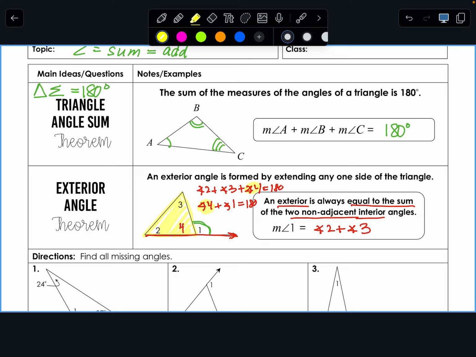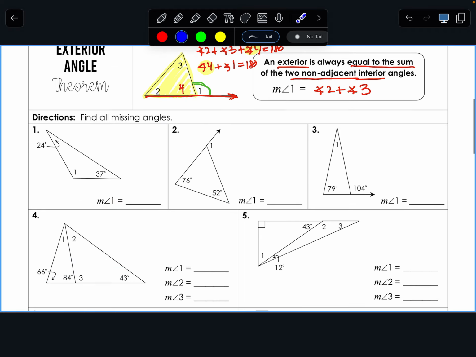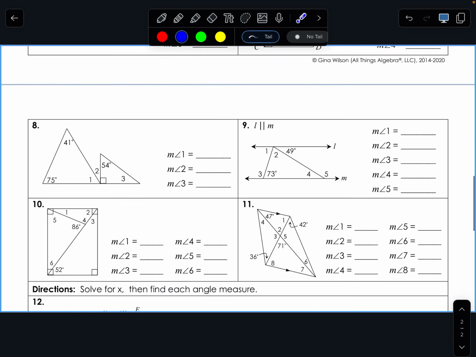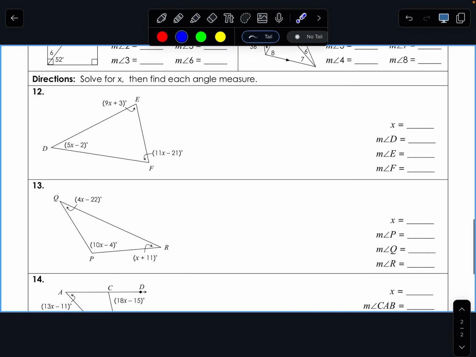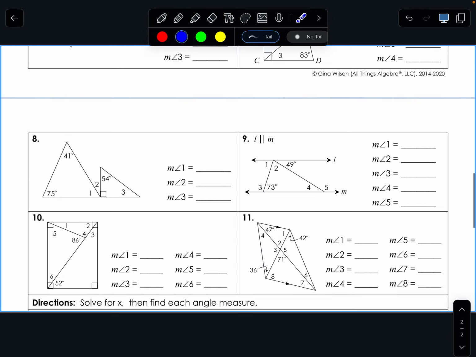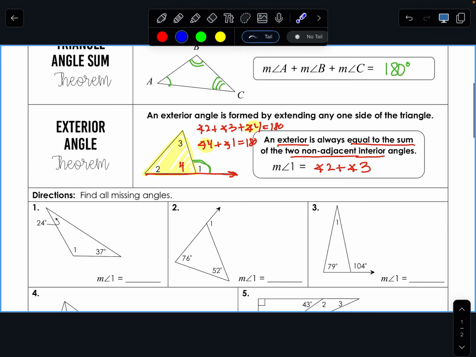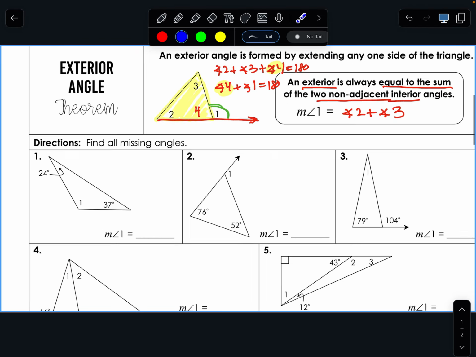So it's just the angle on the very outside of a triangle equals the two. Just think of it as the two that don't make the straight line. So the other two, the ones that are furthest away or non-adjacent, are the ones that add to equal that angle on the outside. So as we go through these examples, it's just about remembering those properties. Sometimes they're more complicated than the other ones, but sometimes they're not. So let's look at number 1.